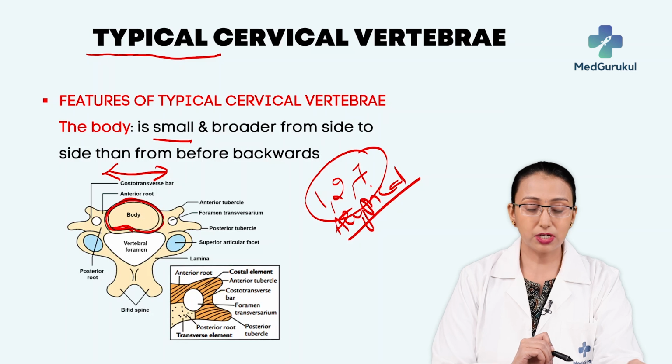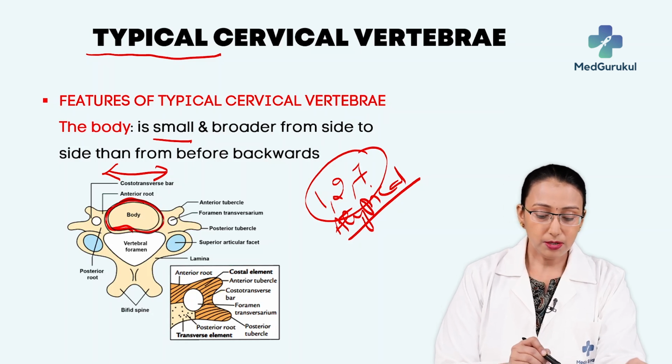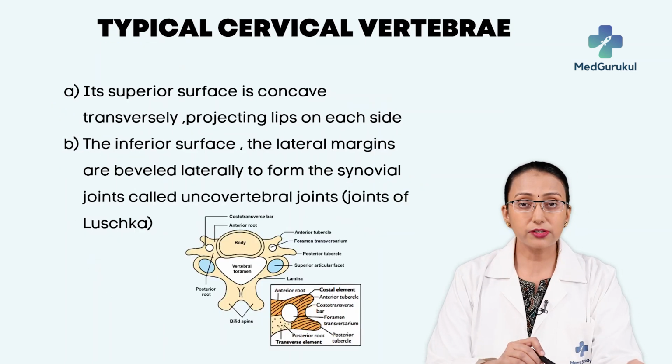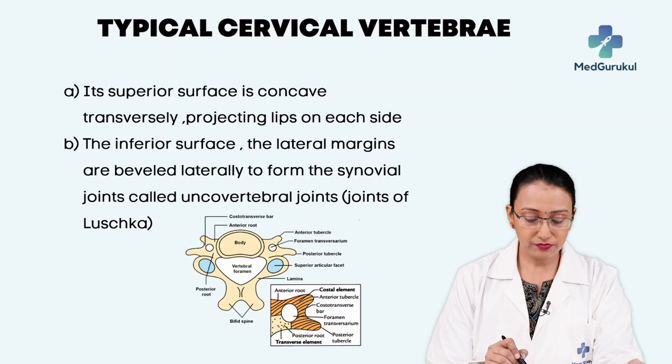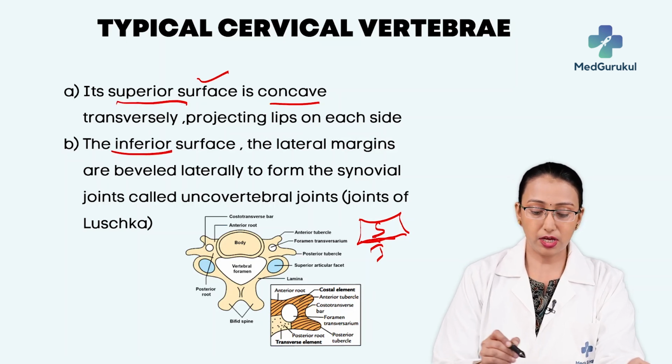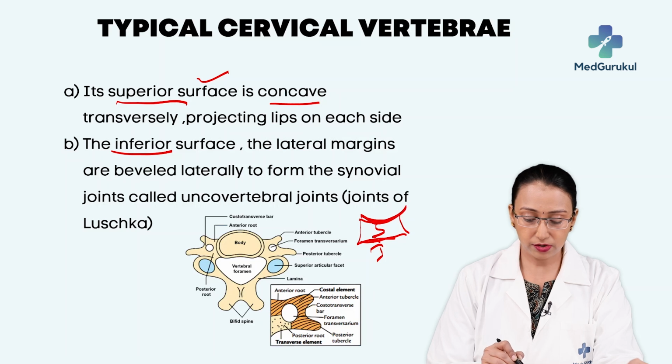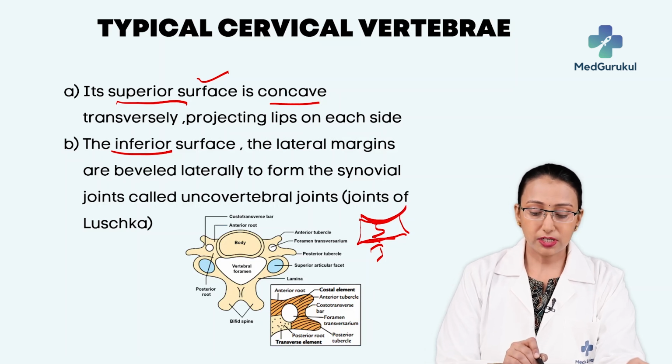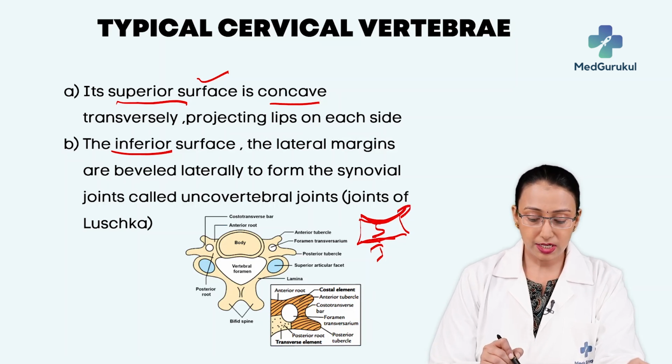It is broader from side to side than front to back, and it has a superior surface. So when we write it here, it has a superior surface and below will be the inferior surface. The superior surface is concave transversely. Then there are projecting lips on either side. So on each side there are projections from this superior surface.